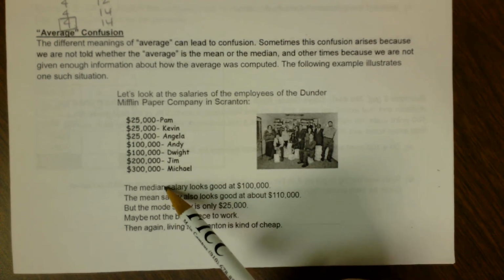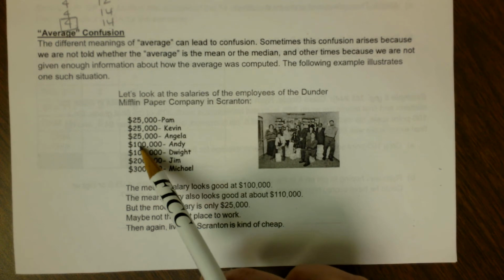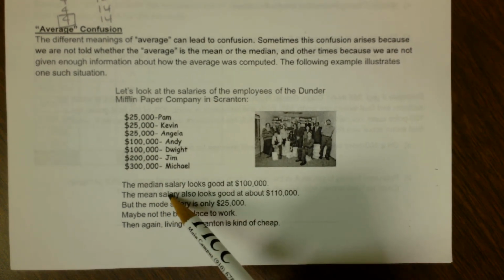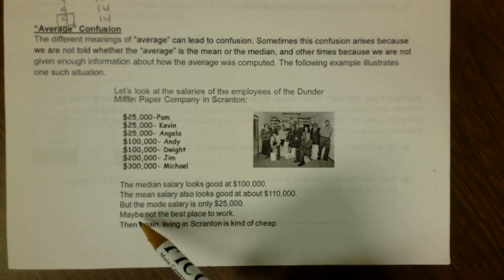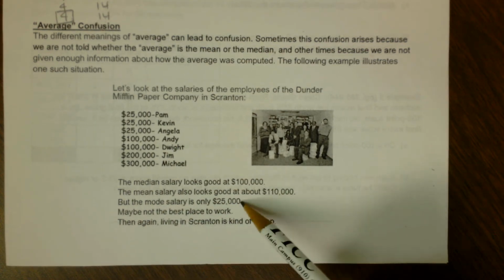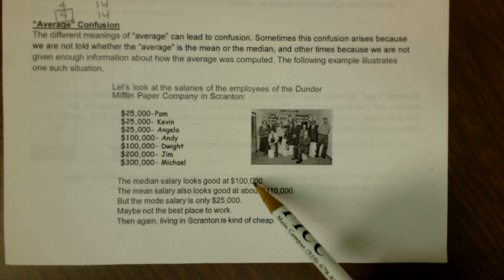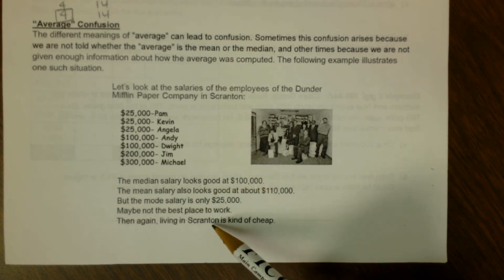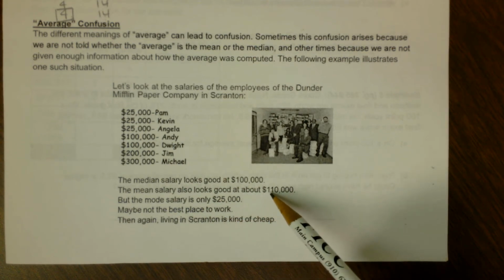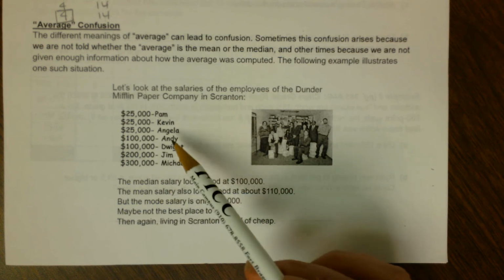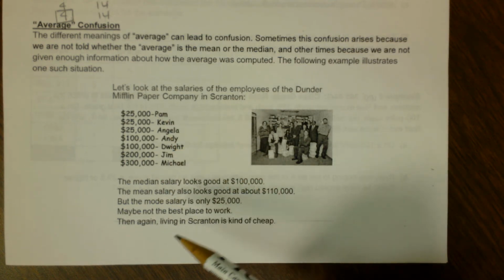If we find the median here, it's $100,000, which looks pretty good, right? The mean salary also looks pretty good. It's $110,000. But the mode salary is $25,000. So most people get $25,000. So that's quite a bit. Depending on what you look at for average, it can make a difference. It looks good that the median is $100,000, but that's because you have several who are above that, but most of them are going to be below.